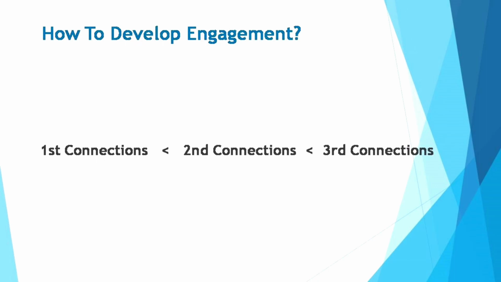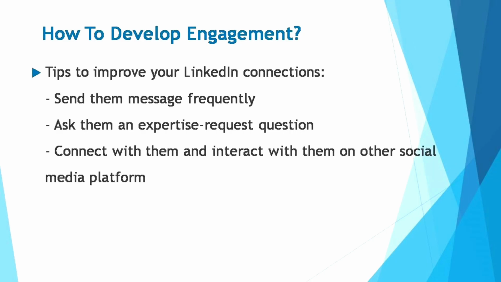And the more first connections you have, the more easily you can connect with others. Here are 3 tips to improve your LinkedIn connections. Send them messages on a weekly basis. This is the most straightforward way to connect with your people on LinkedIn. It's personal and engaging because it reaches that person directly. Start off with a simple introduction and make sure you include something that sparks a common interest with that person to increase the likelihood of them participating in a conversation.